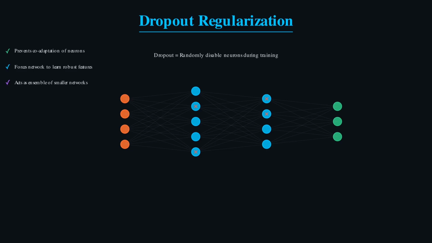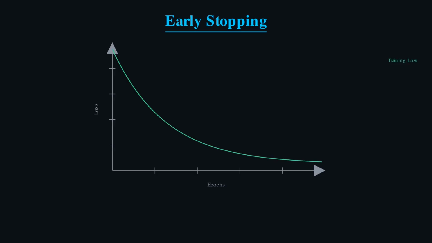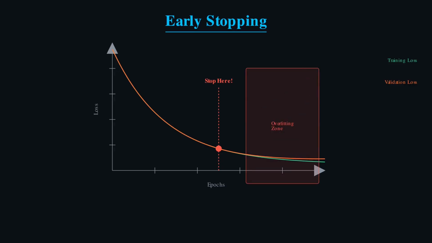Regularization adds penalties to keep weights in check. L1 drives irrelevant weights to 0 for feature selection, while L2 shrinks them smoothly to prevent dominance. Dropout randomly disables neurons, forcing the network to learn robust features instead of relying on specific paths. Finally, early stopping halts training the moment validation loss rises, preventing memorization without extra parameters. Together, they ensure your model generalizes instead of memorizing.